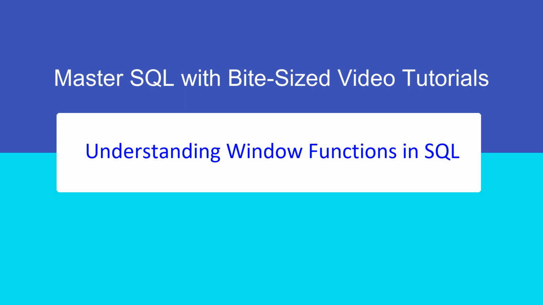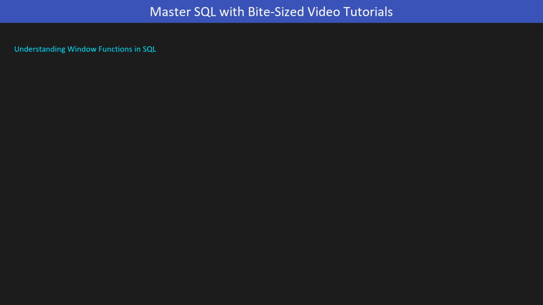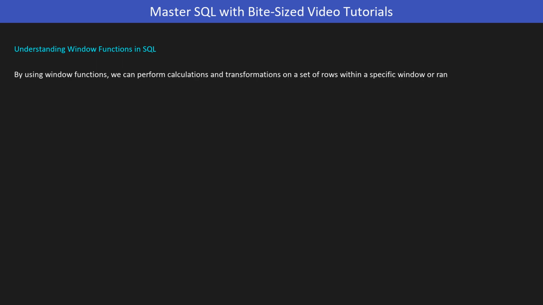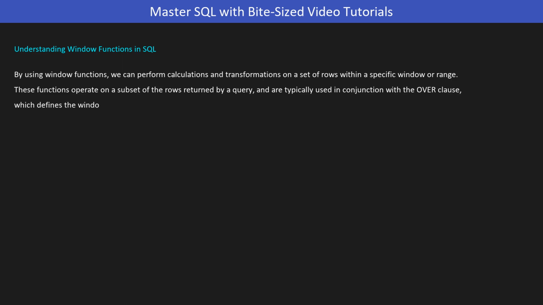In this video, we will learn how to use window functions in SQL. By using window functions, we can perform calculations and transformations on a set of rows within a specific window or range. These functions operate on a subset of the rows returned by a query, and are typically used in conjunction with the OVER clause, which defines the window or range of rows to be included in the calculation.